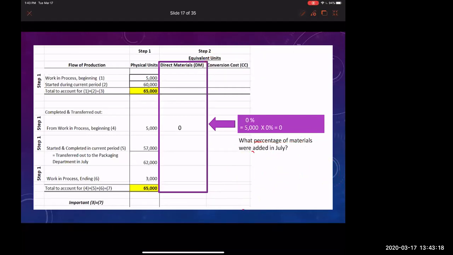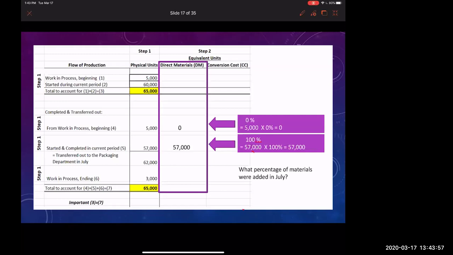All right. So the next one we have is what we started and completed. The next question again is asking what percentage of materials was added in July. Now for us, because we started and completed 57,000 gallons in the current period, that means 100% of all of the direct materials was entered this period, right? So 100% times the 57,000 gallons that we have equals 57,000 direct materials, okay?